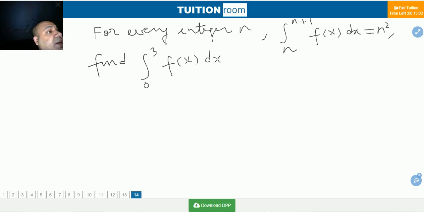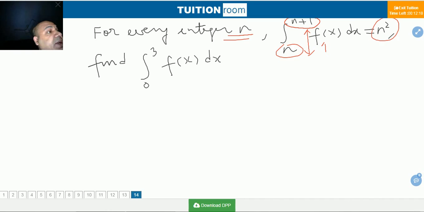Again, a very simple question. Students, first of all, carefully notice the given problem. n is given to be an integer. See the lower and upper limits: the difference between them is 1. You are not required to use any formula for the integral, and no knowledge of integrals is required in this problem, because it is given in the problem. If the difference between lower and upper limit is 1, then the value of the integral will be n square.